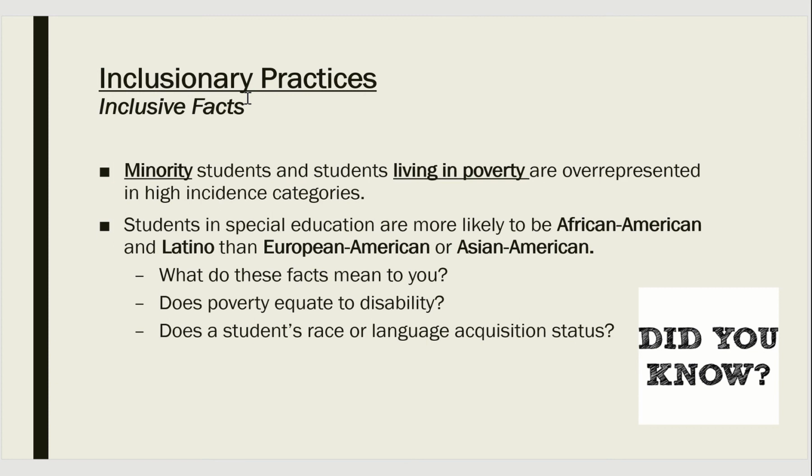A couple different facts I want to share with you. Minority students and students living in poverty are overrepresented in high incidence categories. By high incidence, that means categories like specific learning disabled, speech and language, and other health impaired. Students in special education are more likely to be African American and Latino as compared to Asian American and whites.